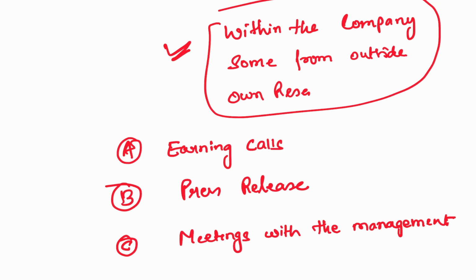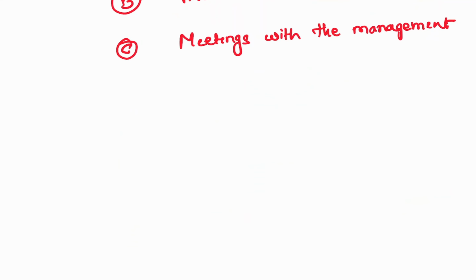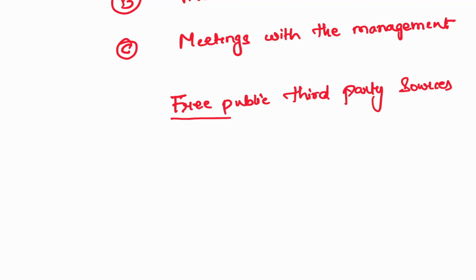Now the first source is done, that is within the company. Now outside the company means free public third party sources. Now, these are the sources outside the company, but they are freely available to everyone. Clear? So, this will cover four different types of information.